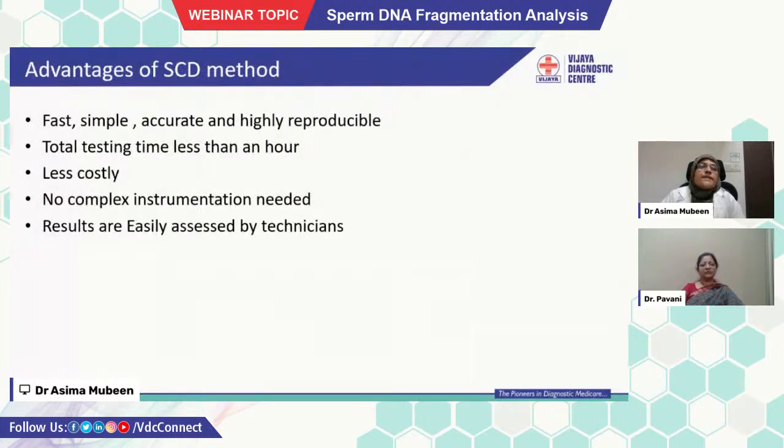What is the advantage of the SCD method? It is very fast, simple, accurate, and highly reproducible. The total testing time is less than an hour. It is less costly. No complex instrumentation is needed, and we can also use the normal microscope. The results are easily assessed by the technicians.